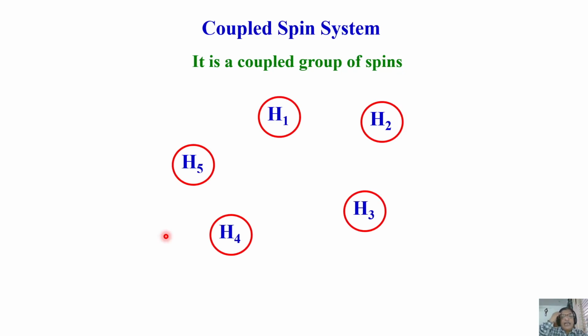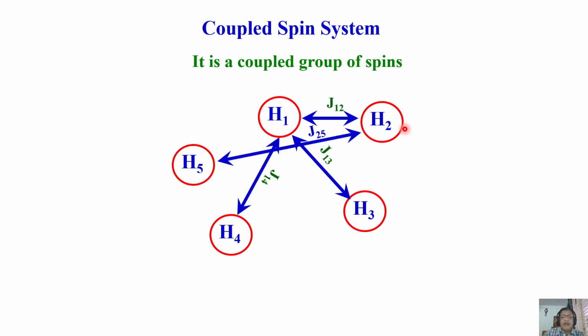Or let us say I consider five different types of protons in a molecule. Five chemically inequivalent protons, all different. Let me concentrate on proton 1. It can have a coupling with proton 2. That is called J12 coupling. It can have a coupling with proton 3, that is J13. It can also have a coupling with 4, J14. And 2 can have coupling with 5. 2 can have coupling with 3. 3 can have coupling with 4. 4 can have coupling with 5.